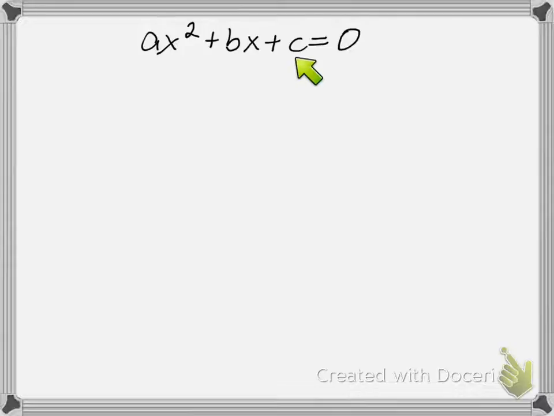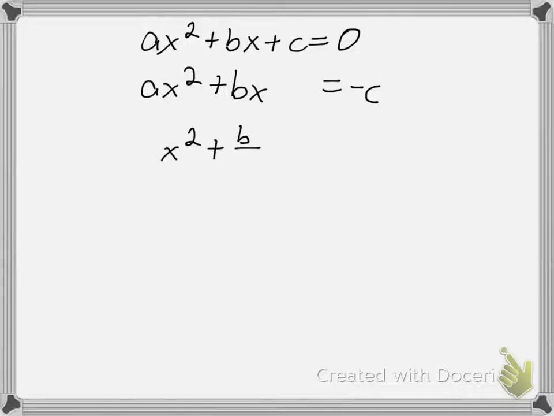My first step is to kick the constant to the other side by subtracting it. So I'll have ax squared plus bx equal to negative c. Then I'll divide everything by a, so my leading coefficient will be 1. When I do that, I'll have 1x squared plus b over a x, leave a little space there to complete the square, equals negative c over a.